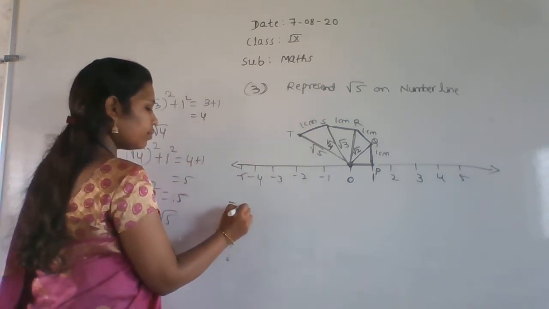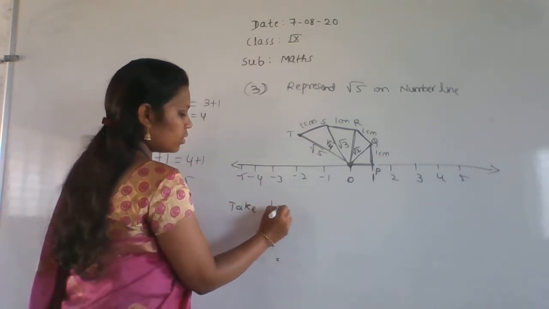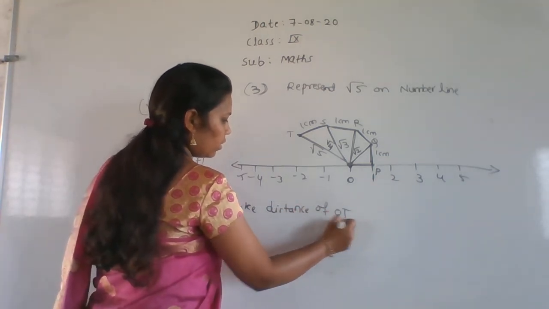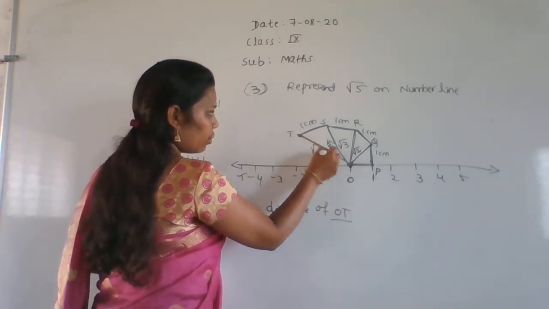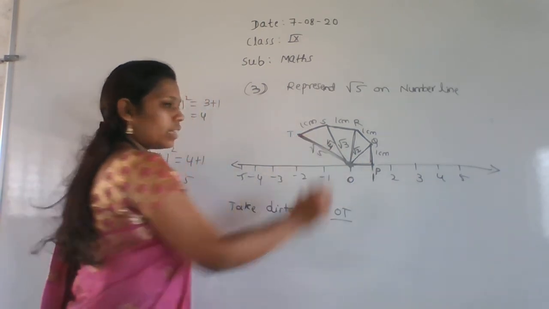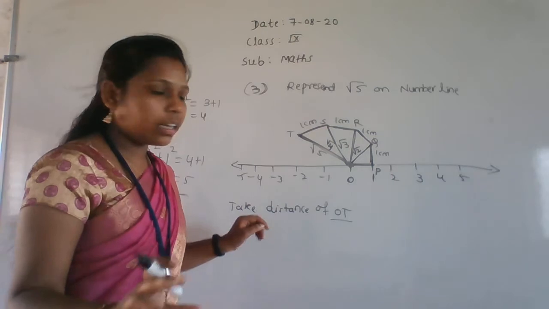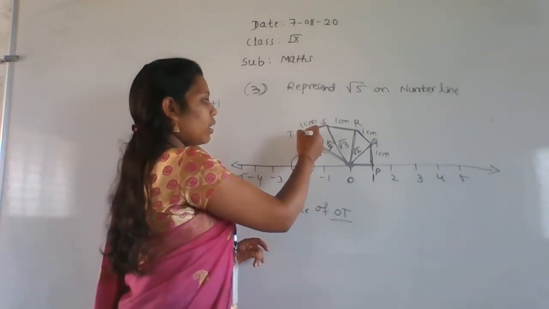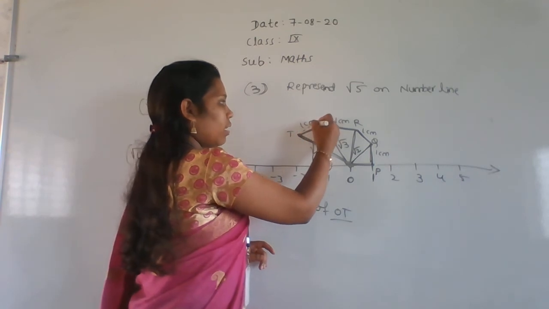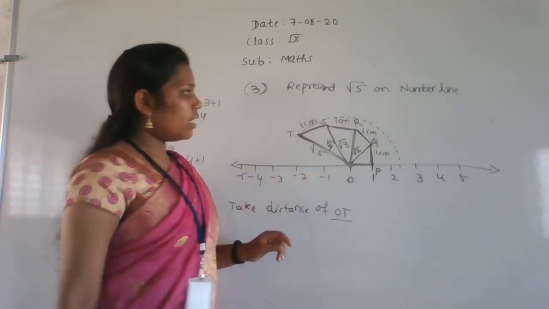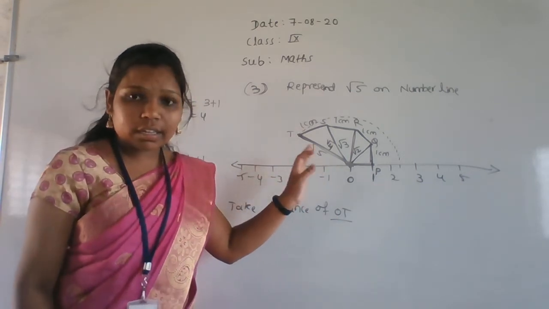So this value is root 5 and take this distance length, this OT. Take the distance of OT. This distance you have to take. Okay, everyone observe here. You have to take this distance using a compass. Using a compass, take this distance OT and draw one line here, like a curve here.